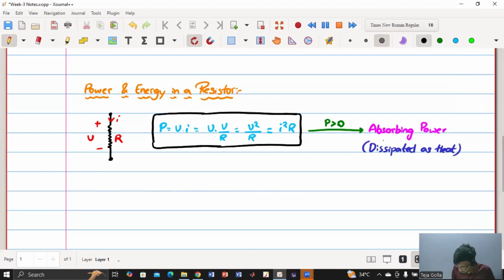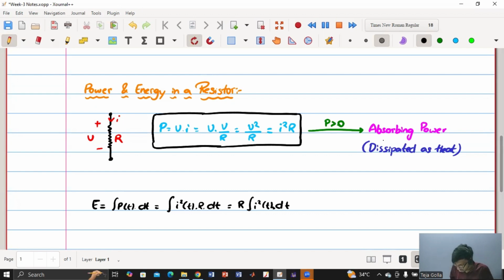Now if I talk about energy, what is energy? Energy is equal to the integral of P of t dt. P of t is what? I'll use I squared R: the integral of I squared of t into R dt. So I can write it as R times the integral of I squared of t dt.